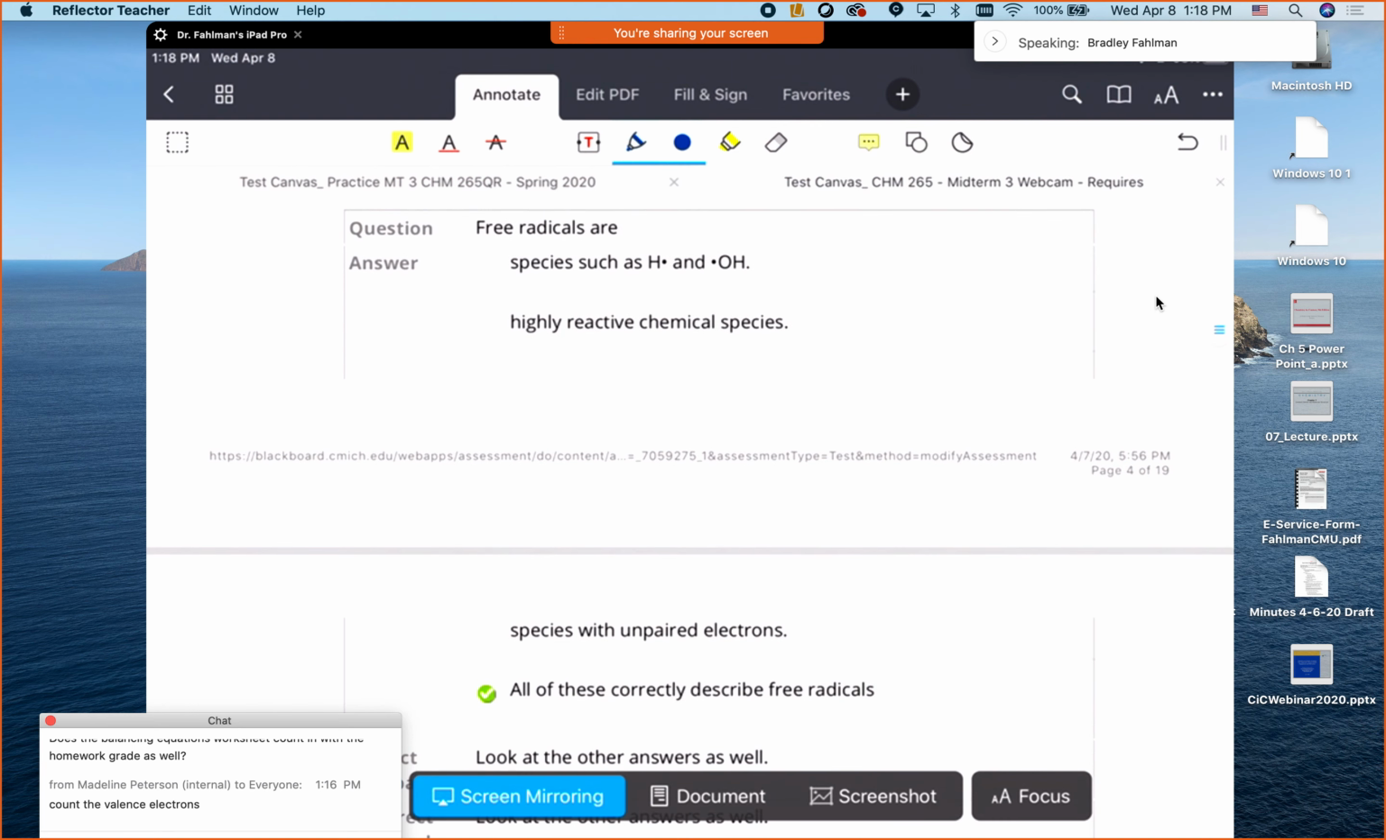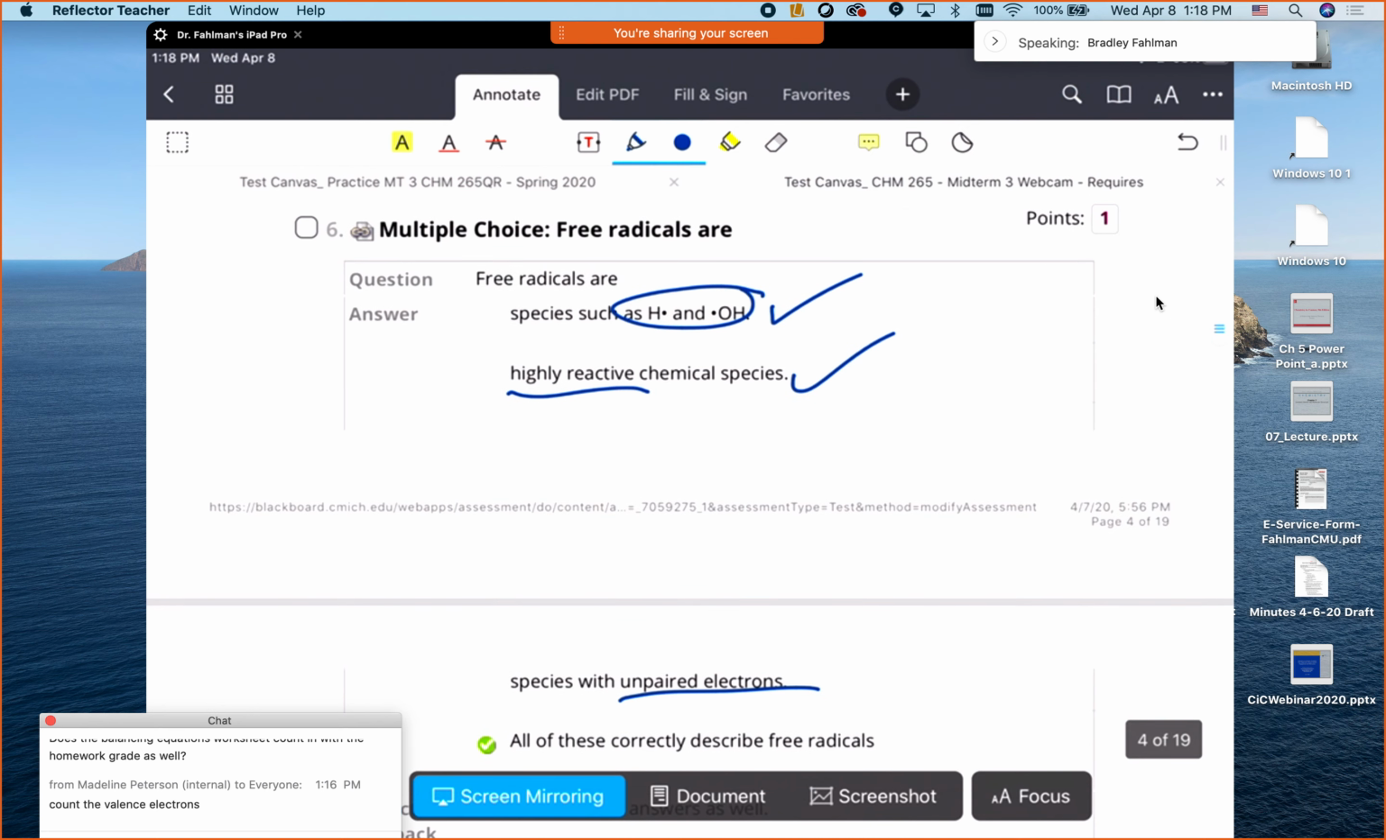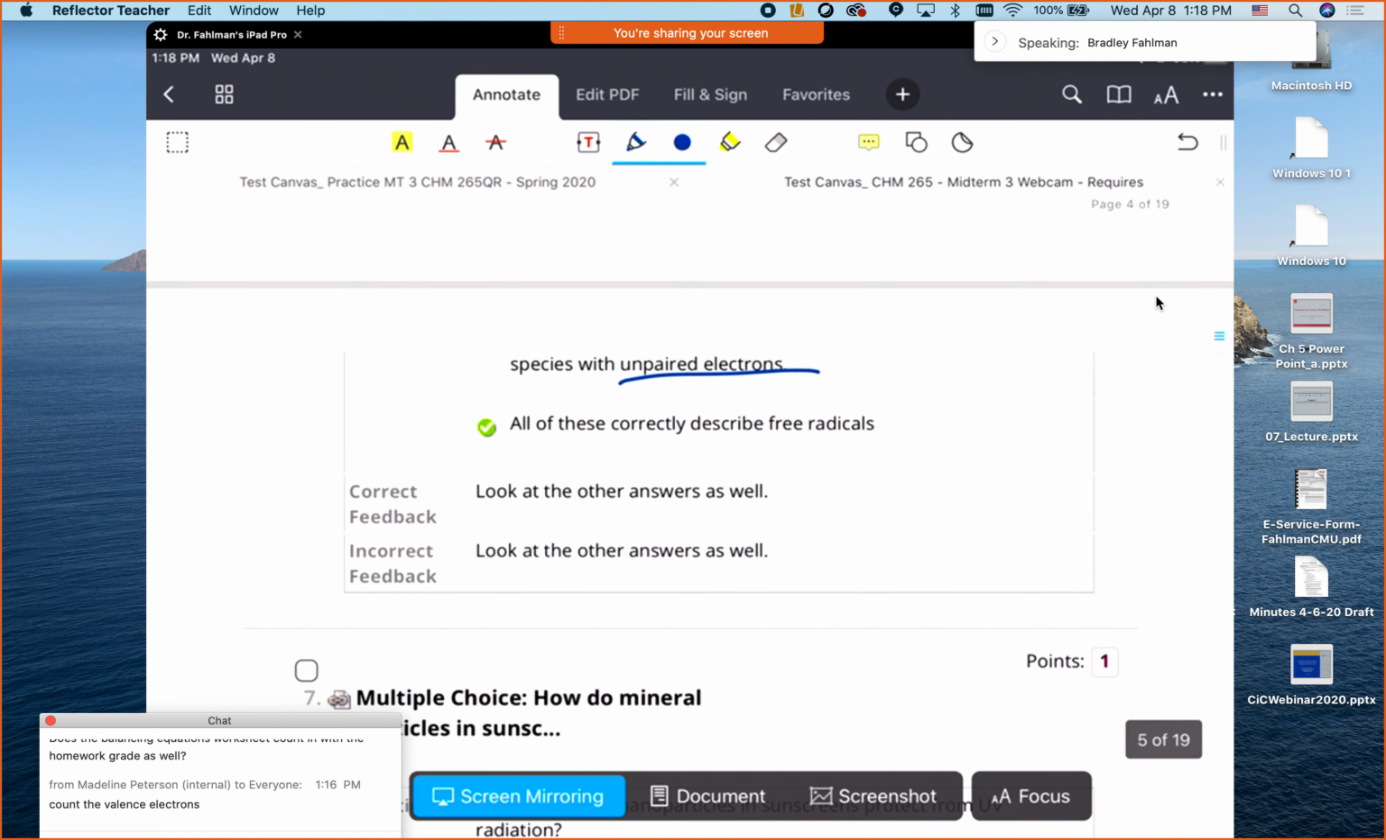So free radicals. So these are examples of a couple free radicals. They are highly reactive, so that's true. And they're species with unpaired electrons, like this. Okay, so all of those correctly describe free radicals.